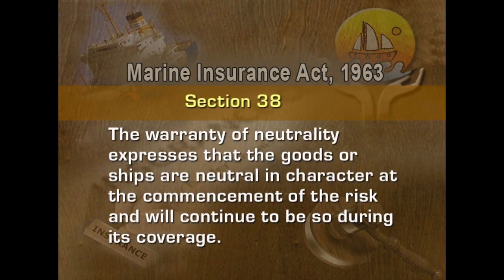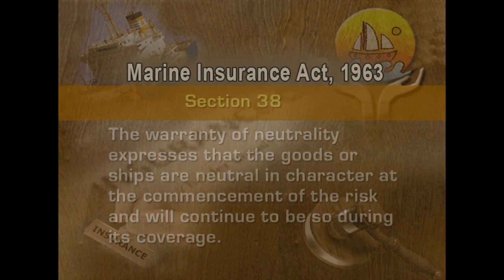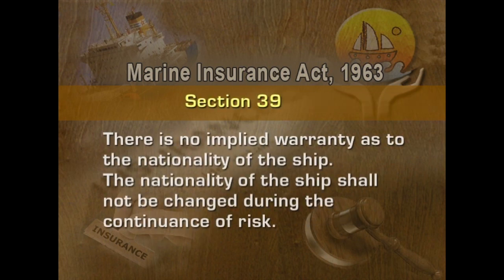The warranty of neutrality expresses that goods or ships are neutral in character at the commencement of the risk and will continue to be so during its coverage. That is stated in section 38 of the Act. There is no implied warranty as to the nationality of the ship. The nationality of the ship shall not be changed during the continuance of risk. That is section 39.